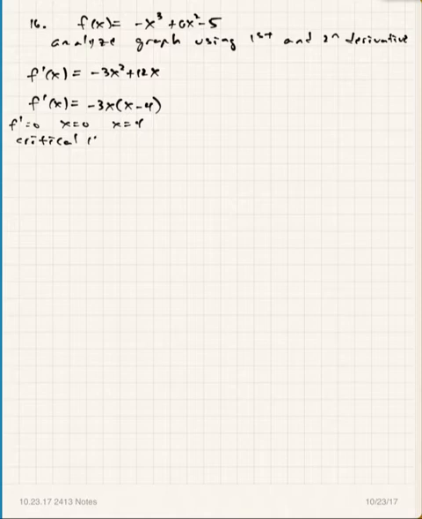These are polynomials, so there's no chance that the derivative is undefined anywhere. Polynomials we know are differentiable everywhere. So the critical numbers are at x equals 0 and x equals 4.